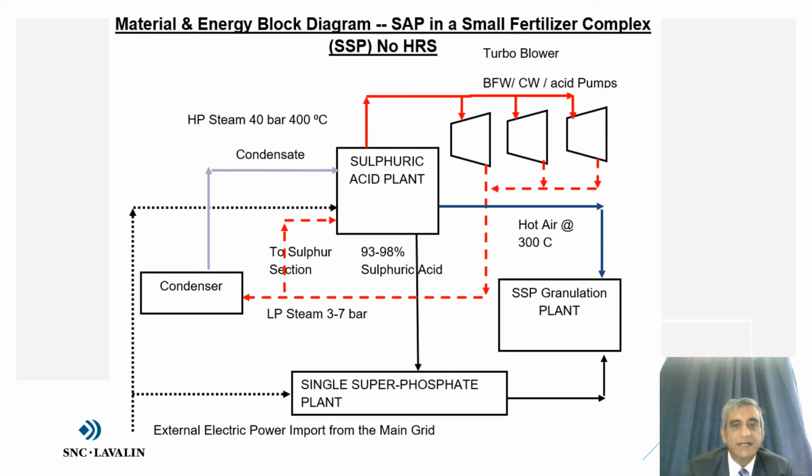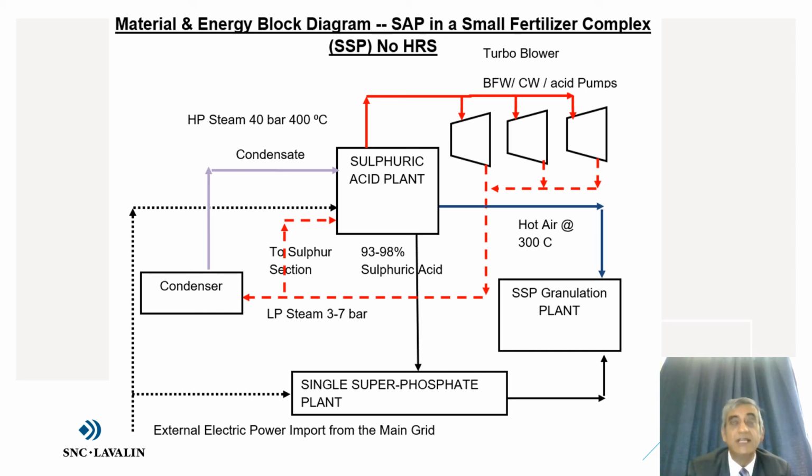Here is a material and energy block diagram for a sulfuric acid plant in a small fertilizer complex producing single superphosphate. There is no HRS in this plant as it's too small for it to be viable. Steam is generated at 40 bar and 400 degrees C. This steam is taken to drive major equipment within the complex like turbo blower, boiler feed water pump, cooling water and acid circulation pumps.